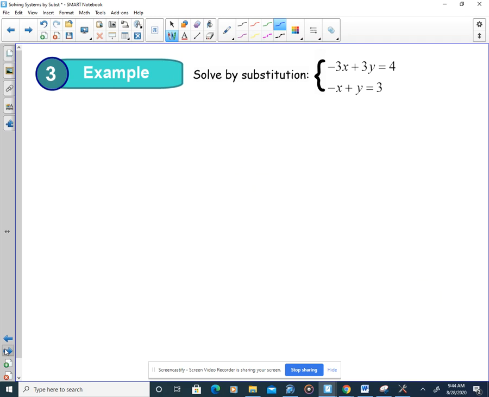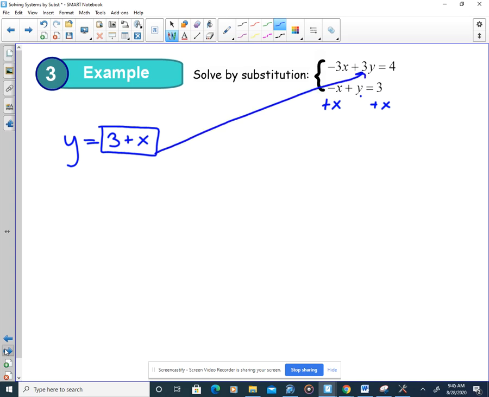Okay, let's solve another one. Example 3, solve the given system. So again, we're going to look for what's going to be the easiest variable to get by itself. Well, that's going to be the y in the second equation. So we can add x to both sides. So we get y equals 3 plus x. So we're going to box that up. We're going to ship it out to the y in the first equation.